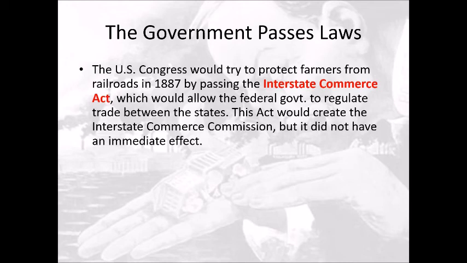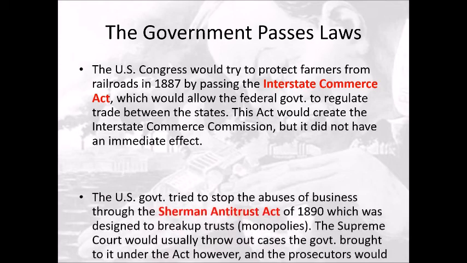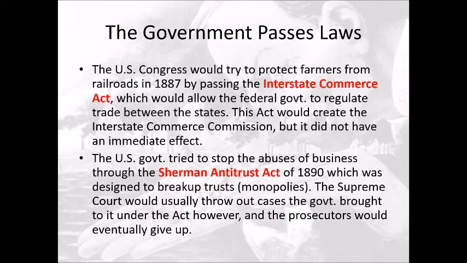And this may not have an immediate effect, but this would have an effect down the line and give the federal government the power to stop people from gouging farmers and other businesses who wanted to transport their goods. The U.S. government also tried to stop the abuses of business through the Sherman Antitrust Act of 1890. And this was designed to break up trusts, which, you know, are monopolies.